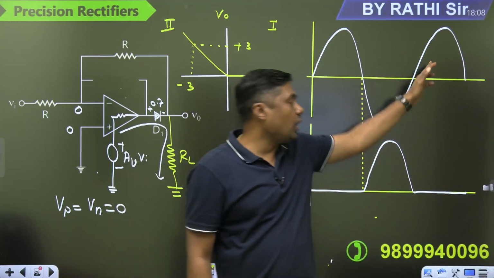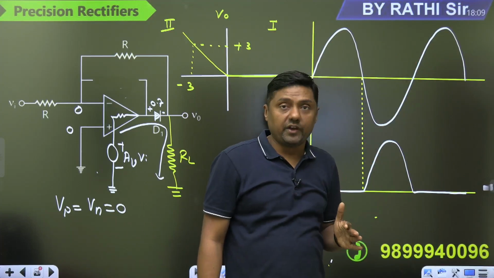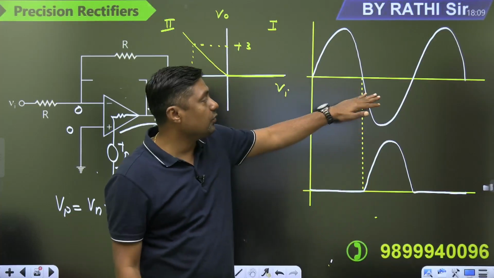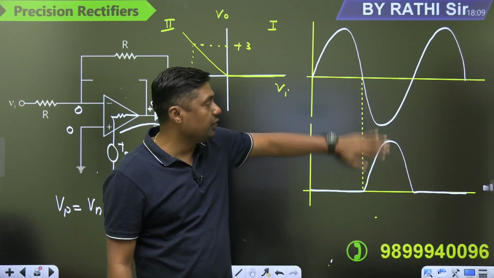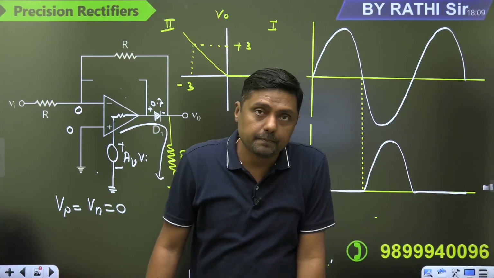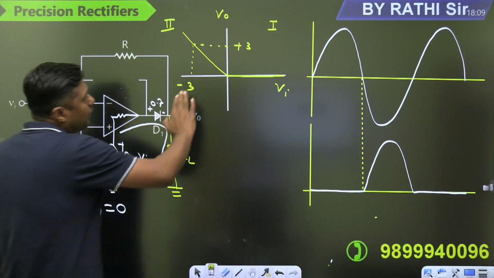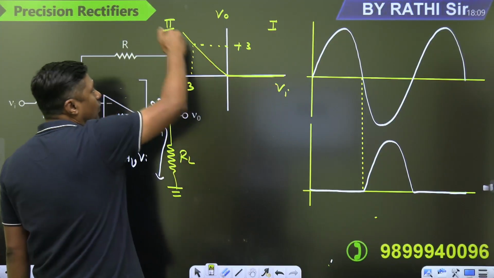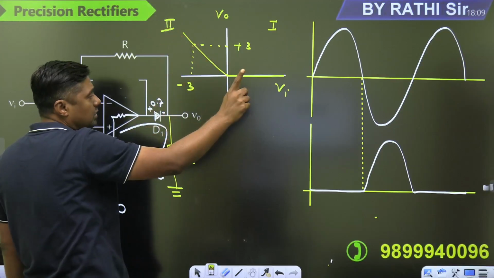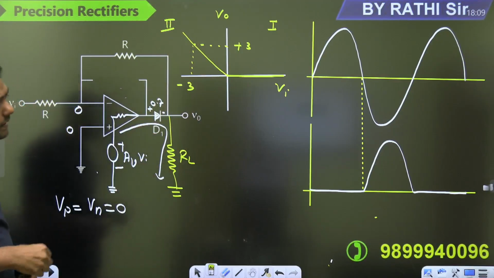Again, for the positive half, the output is 0. Then it is just like a half-wave rectifier. It will pass only half the portion, and it will convert the negative into positive. That's why it is called an inverting half-wave rectifier. So for the positive half, what is the output? 0. For the negative half, the output is minus Vi. So what is the slope of this line? Minus 1. And the negative will become positive. So this is the case.